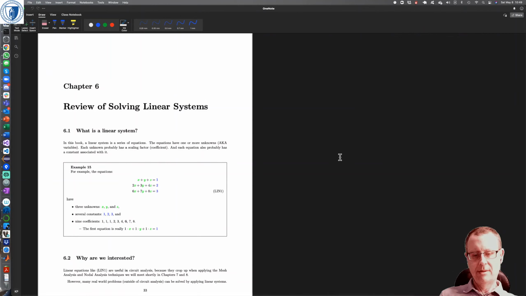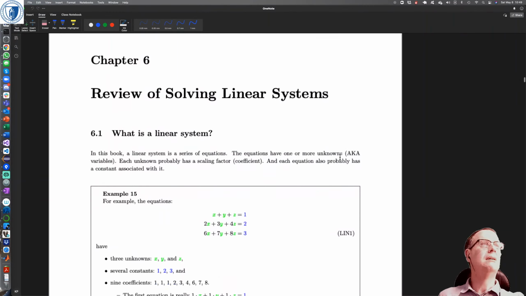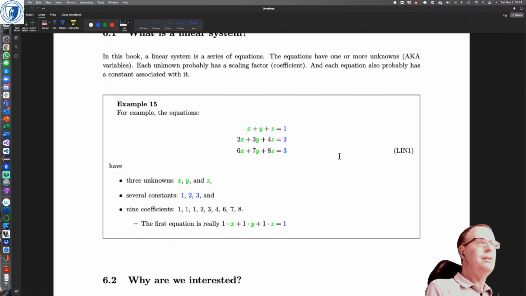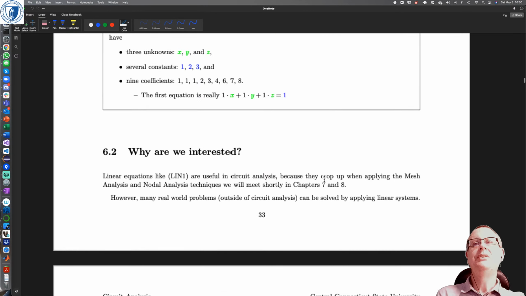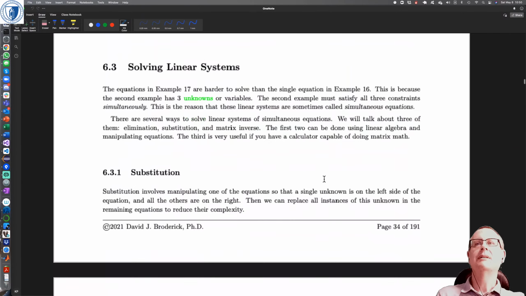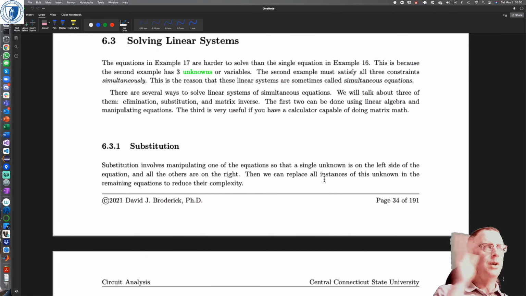Right, so the idea with linear algebra is that you've got a system of equations and you want to be able to find numbers, in this case x, y and z, that make all three of those equations true. It's just there's a few ways you can solve that sort of equation.